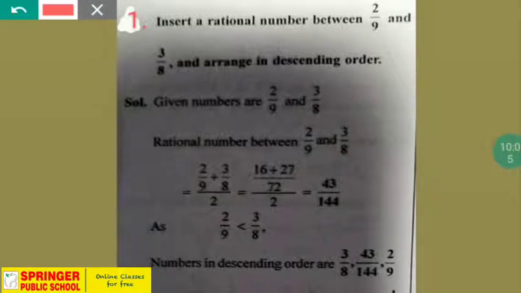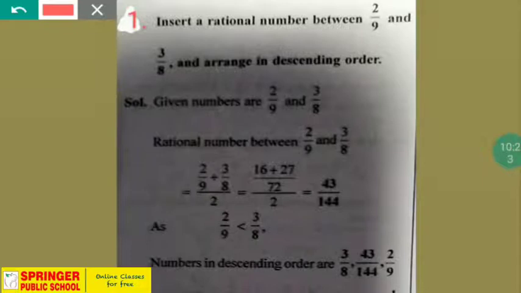You can clearly see it on your board. 2 by 9 and 3 by 8, we have to insert one rational number. Now students, when we have to insert one rational number, it is very easy. What we have to do is add up both the fractions and divide it by 2, and we will get a number which lies between these two rational numbers.